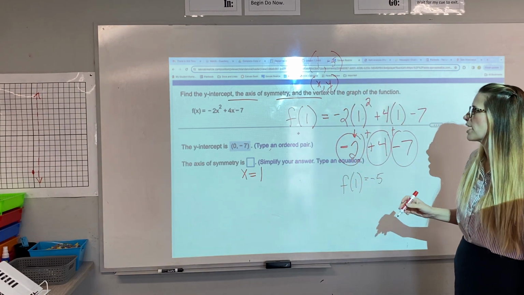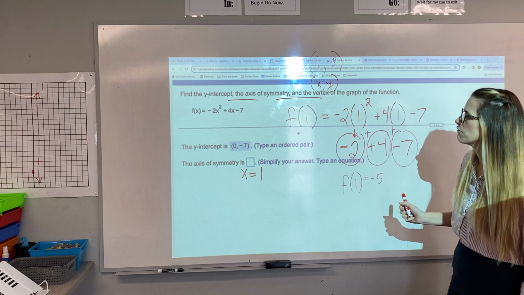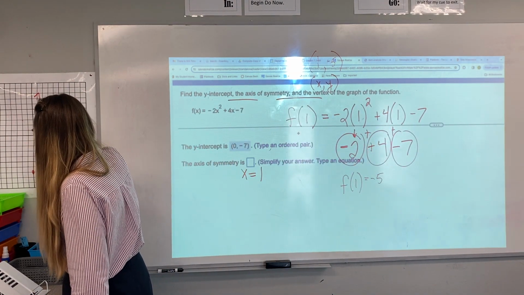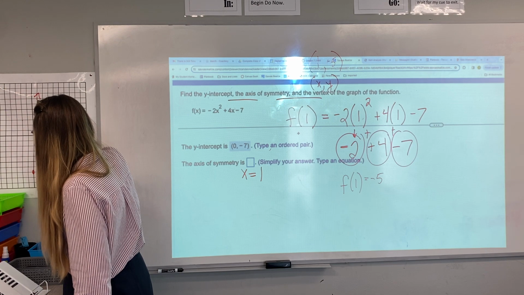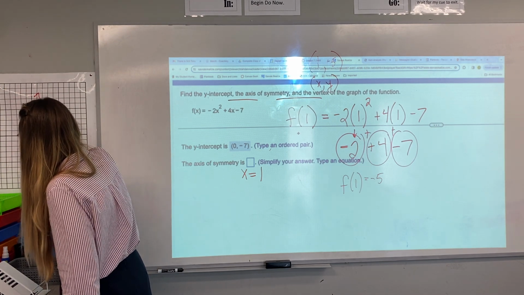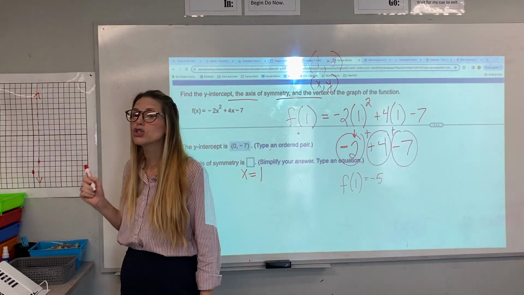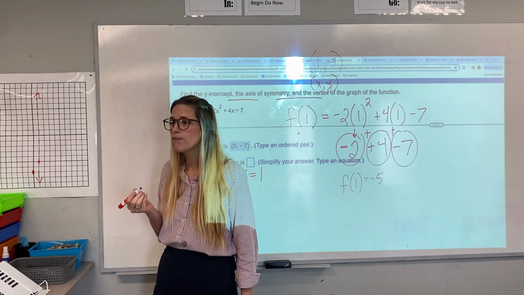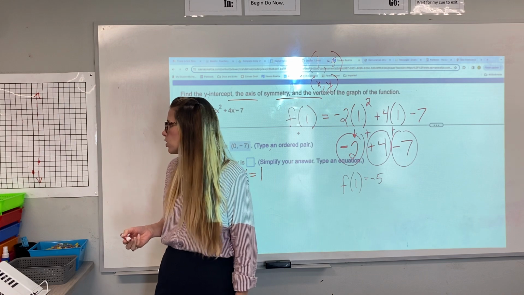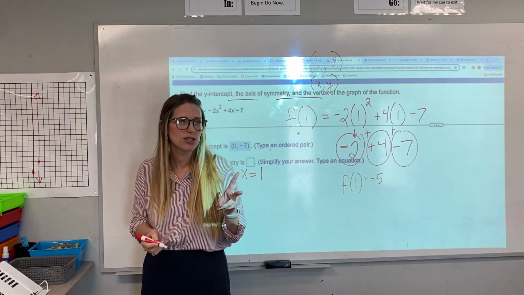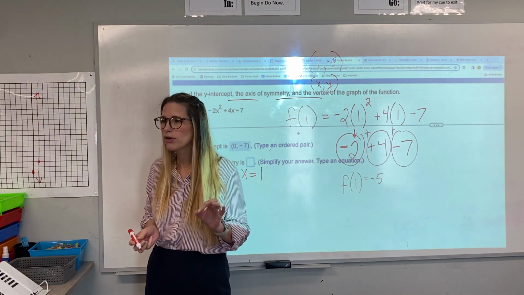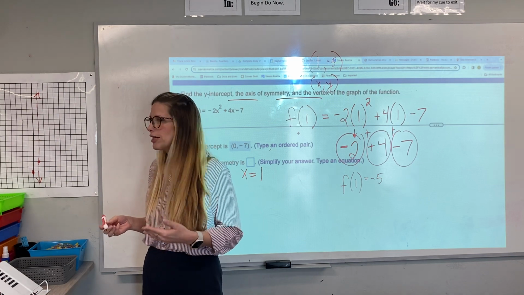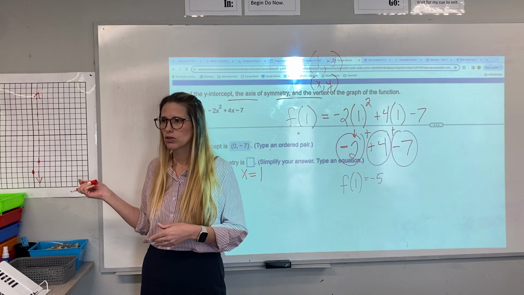And that, my friends, is your vertex. 1 and then negative 5. 1, 2, 3, 4, 5. If you were to use your parabola tool in Savas, graphing those 2 points will create a parabola. But if you're doing it by hand, you do need a third point to create it.